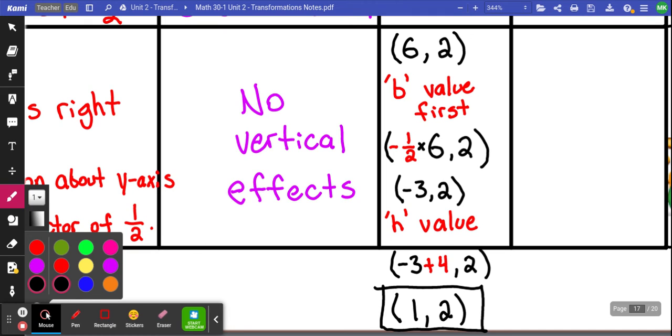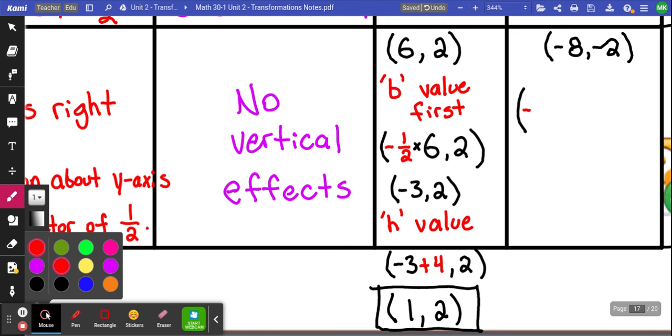Let's try our next point. It starts at -8, -2. Okay. If I was to write this all at once, so if I was like, let's apply both factors at the same time, it would look like this. -1/2 times -8 and then plus 4.